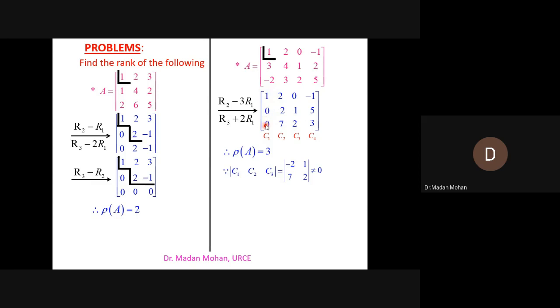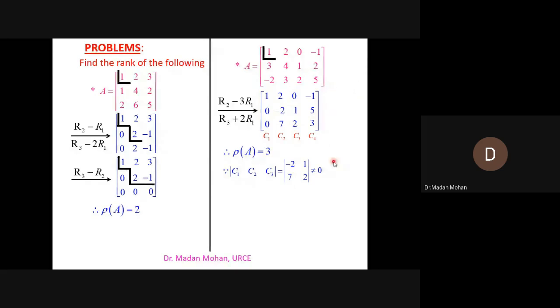Using the first column, take these three. 1 into AD minus BC. -4, -7 not equal to 0. Therefore, I have a third order non-vanishing minor. Hence its rank is 3. Automatically the given one's rank is also 3 because these two are equivalent. I think you got it. Okay?